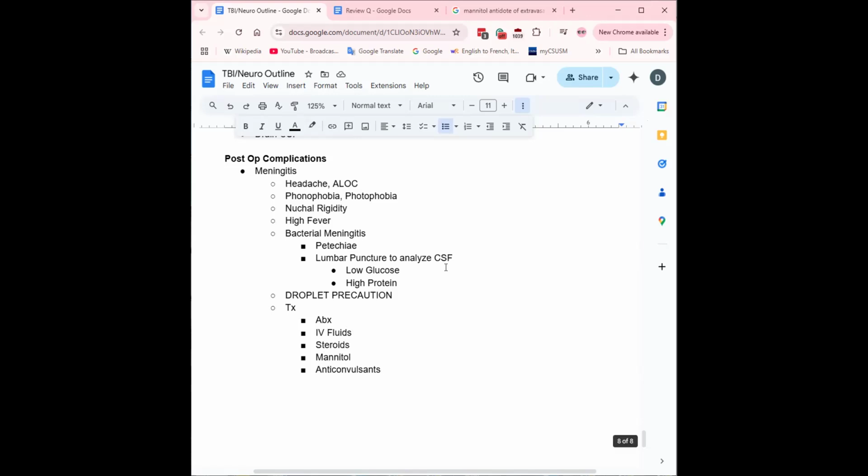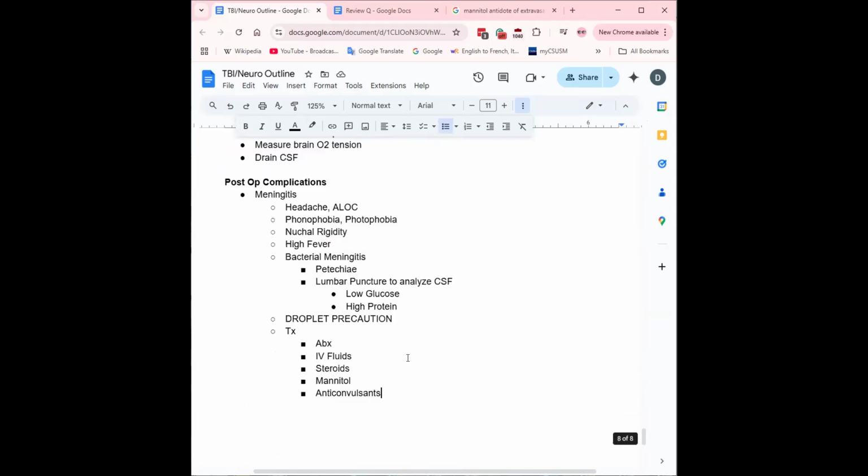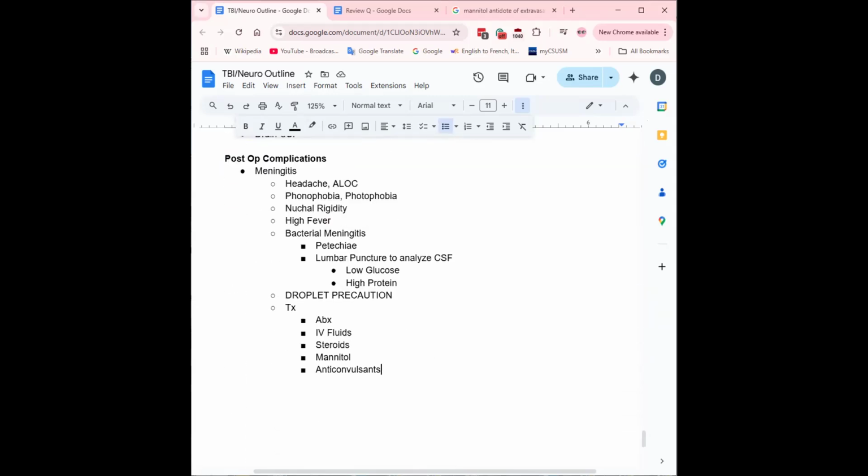Because of the potential brain damage, you can have SIADH and diabetes insipidus. So it's the same stuff you guys learned before. We talked about Cushing's triad. And the recovery is pretty basic, just like all of those neuro abnormalities we talked about in the past, just seeing how they changed and if they improved or not.